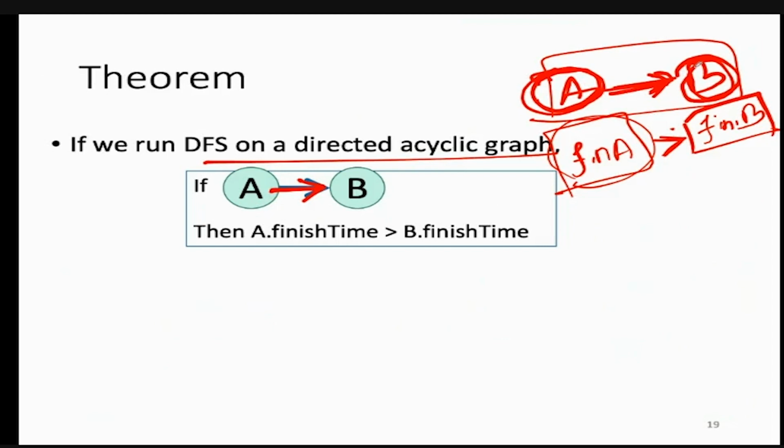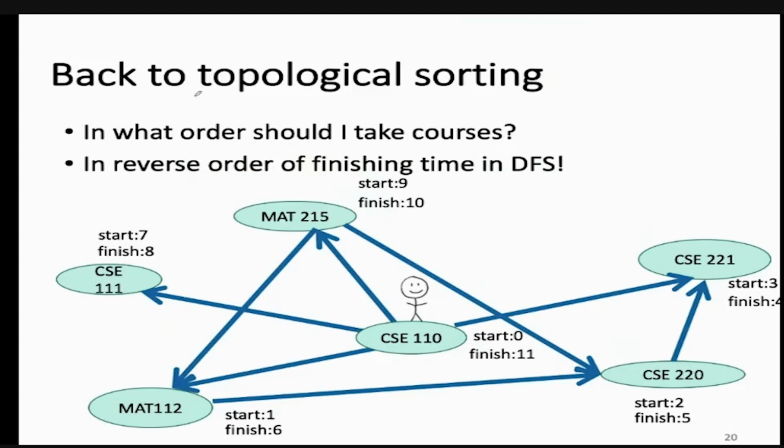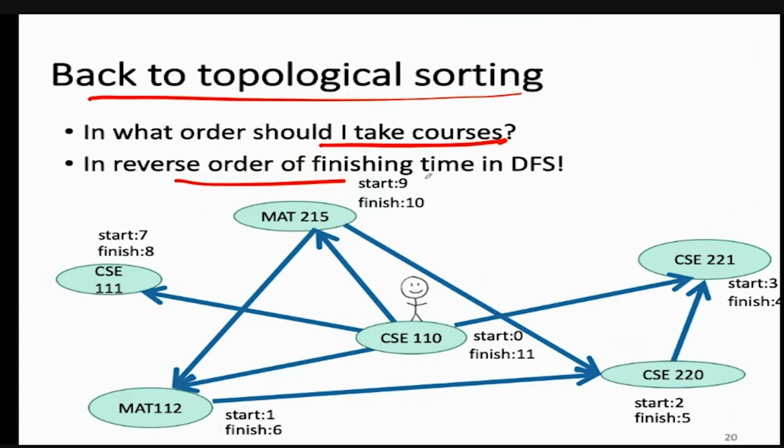Okay? So what we want here is, if we come back to the topological sorting now, in what order should we do tasks or take courses? In the reverse order of finishing time. This is what we have to do. Again, for these kinds of edges, the finishing time of this will be low and the finishing time of this will be high.